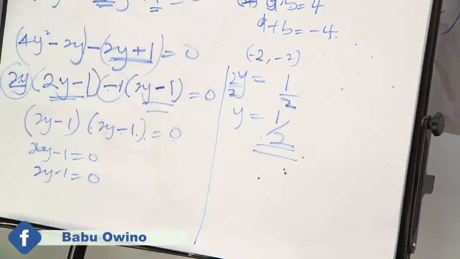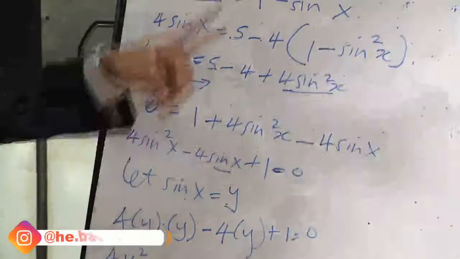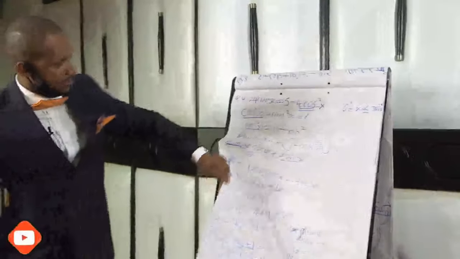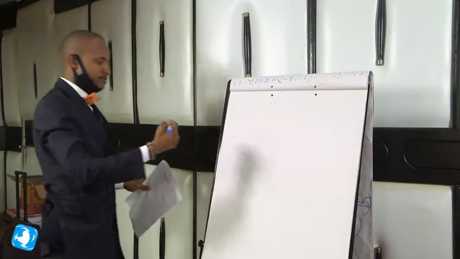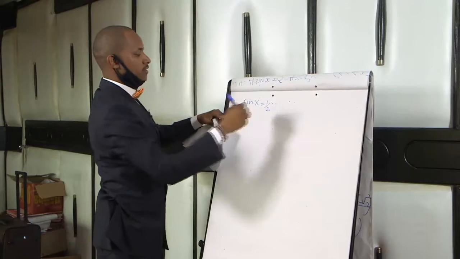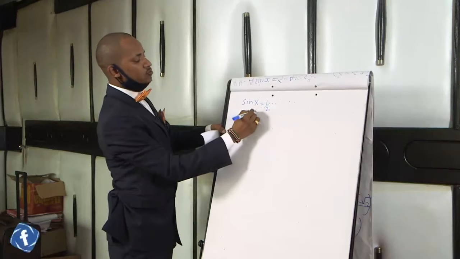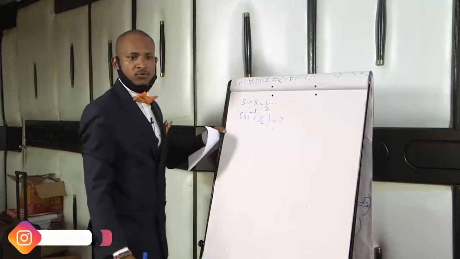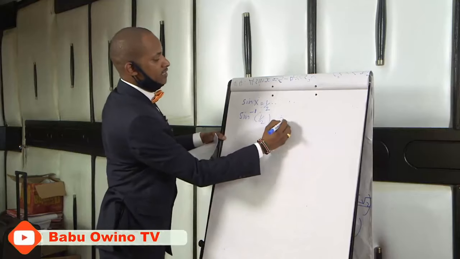Remember, we said sin x is equal to y. Therefore, at sin x, you replace it with a half. So we say sin x equals a half. We look for an angle whose sine equals a half. Which angle is that? From the mathematical book or from the calculator, that angle is 30 degrees.